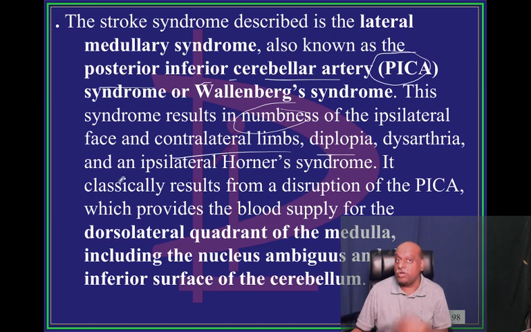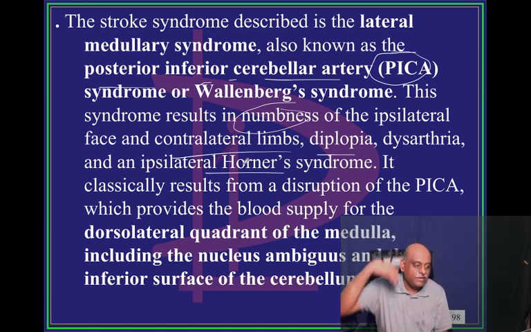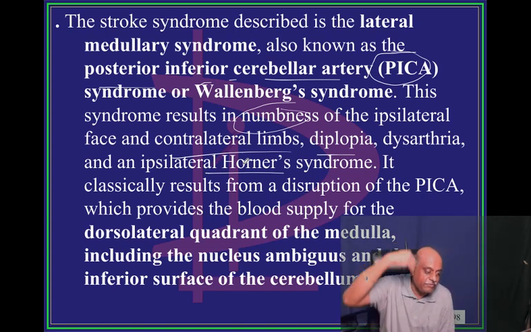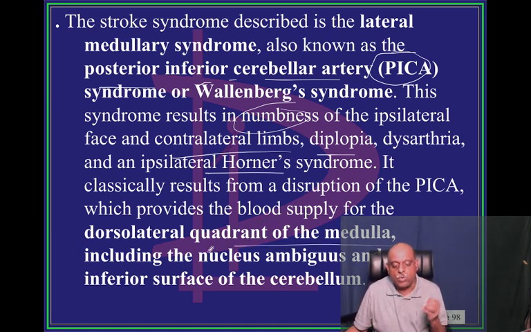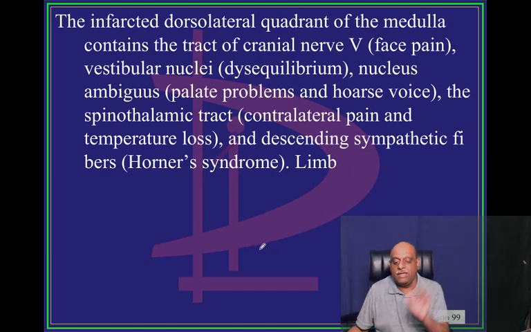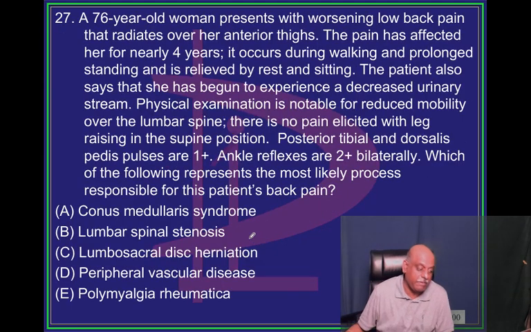Diplopia and dysarthria because of nucleus ambiguus involvement. Ipsilateral Horner's because the sympathetic pathway passes along the lateral medulla ipsilaterally. So PICA supplies the dorsolateral quadrant of the medulla, nucleus ambiguus, and the inferior surface of the cerebellum, which is what you need to remember.